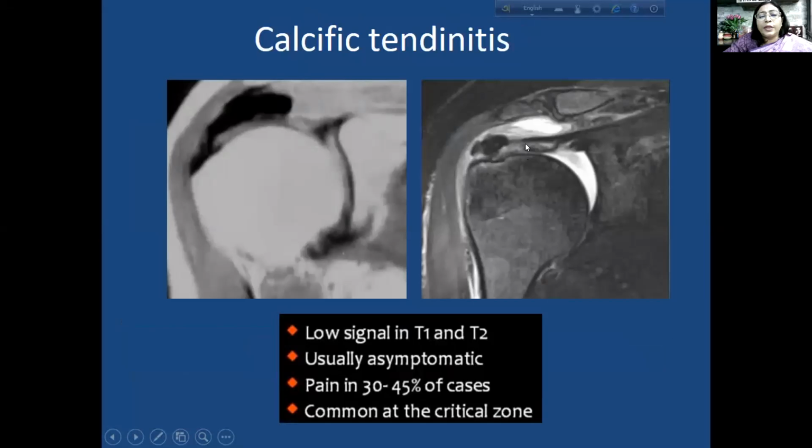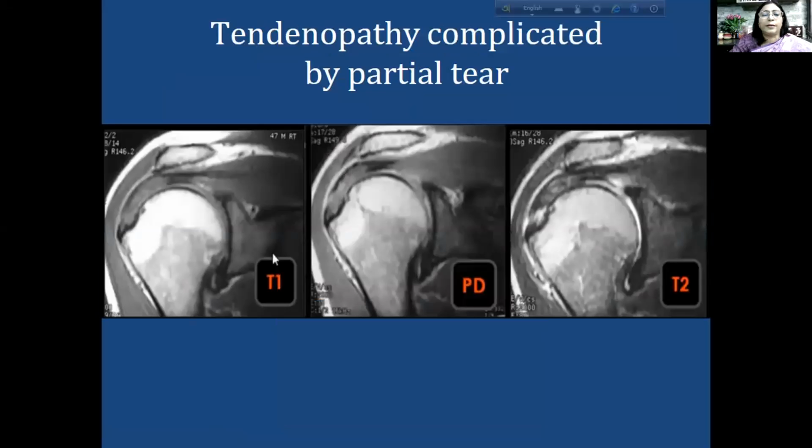Here, the deposition of calcium in the tendon may extend into the bursa, resulting in inflammation of the bursa, causing accumulation of fluid within the bursa as well as the joint cavity. This occurs due to acute exacerbation of the calcific tendinitis, and the patient may present with sudden severe acute shoulder pain.